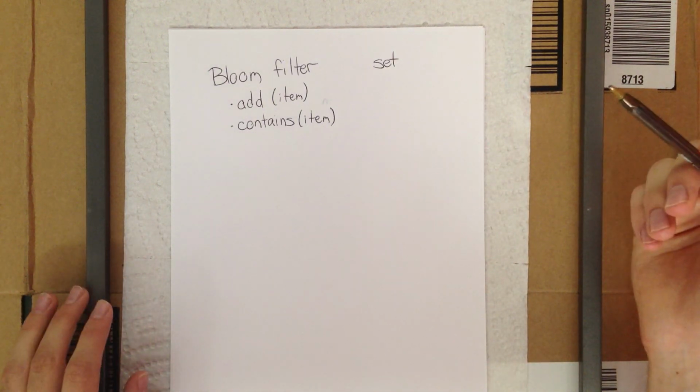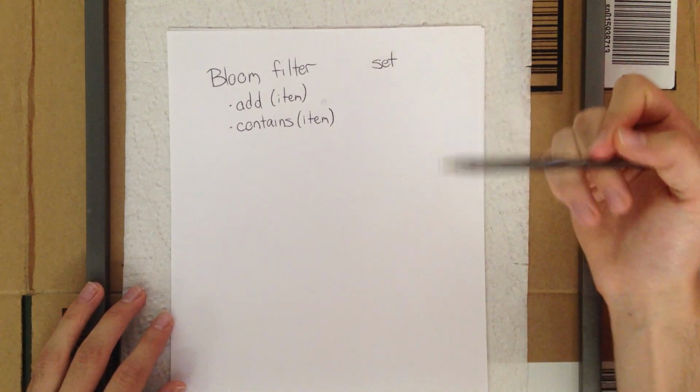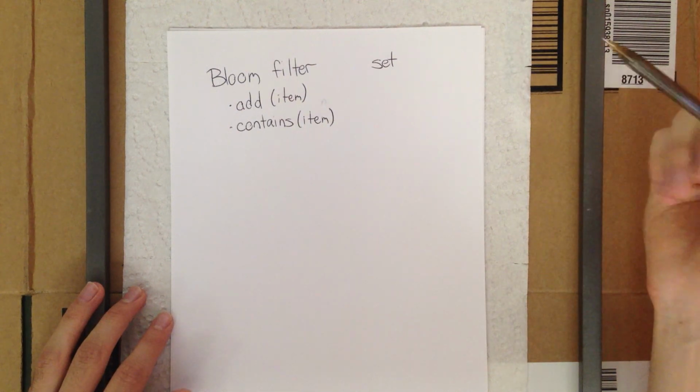So you might filter out some things that haven't been shown. Those are your false positives. But you know you'll be showing only unique tweets.